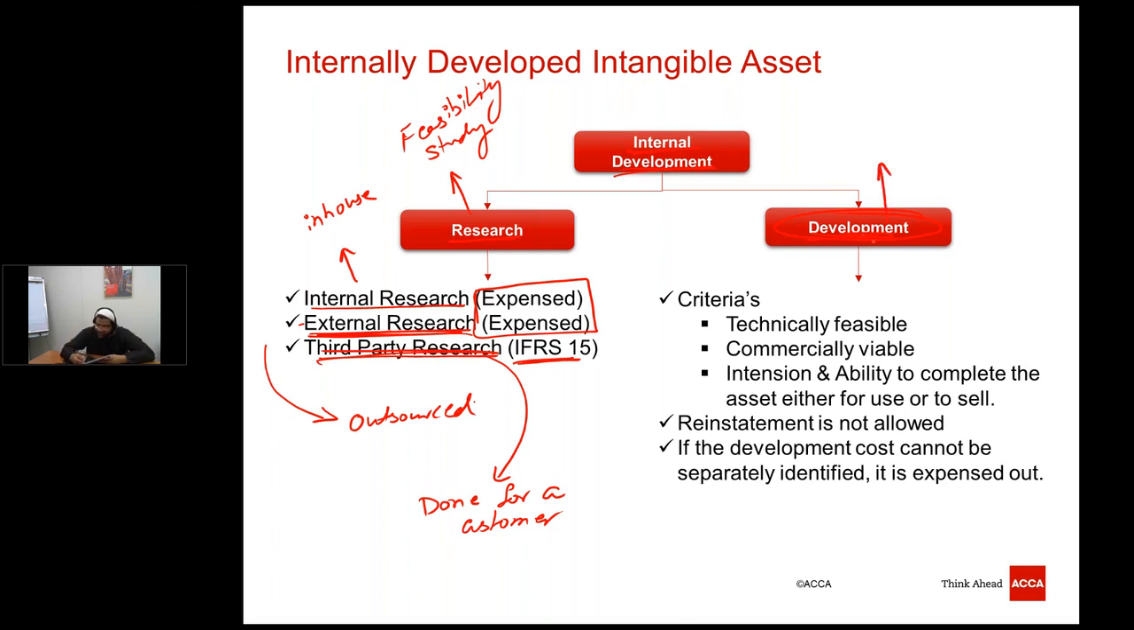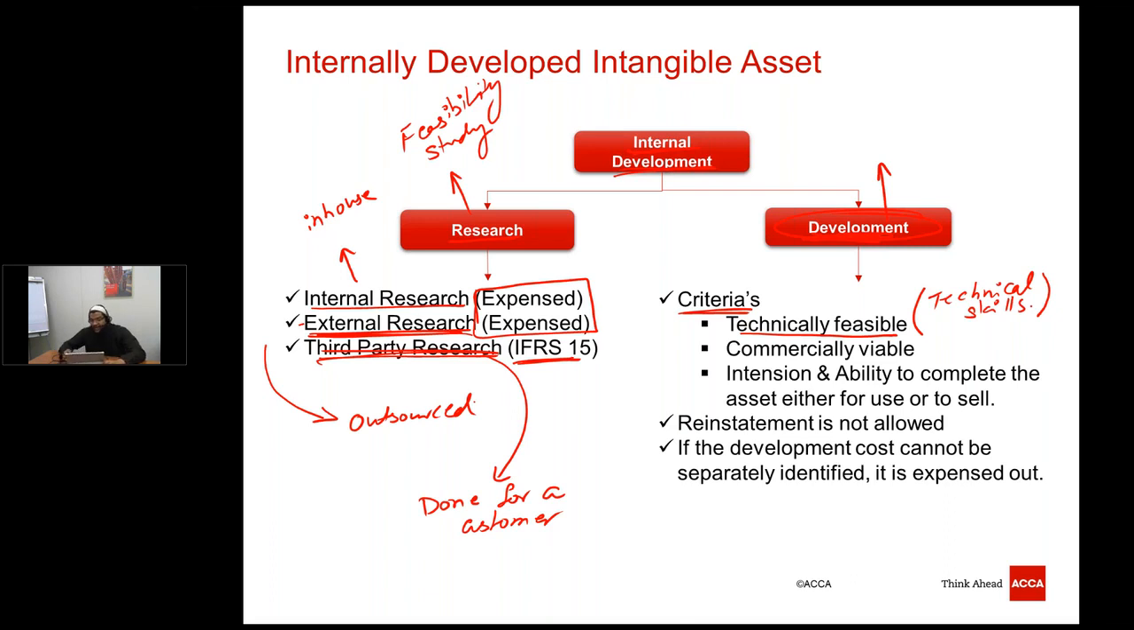So development cost is capitalized if certain criteria are met. Which criteria? 3 criteria. In fact, 5 criteria in total. The first is that the project should be technically feasible, which means that we should have the technical skills required.